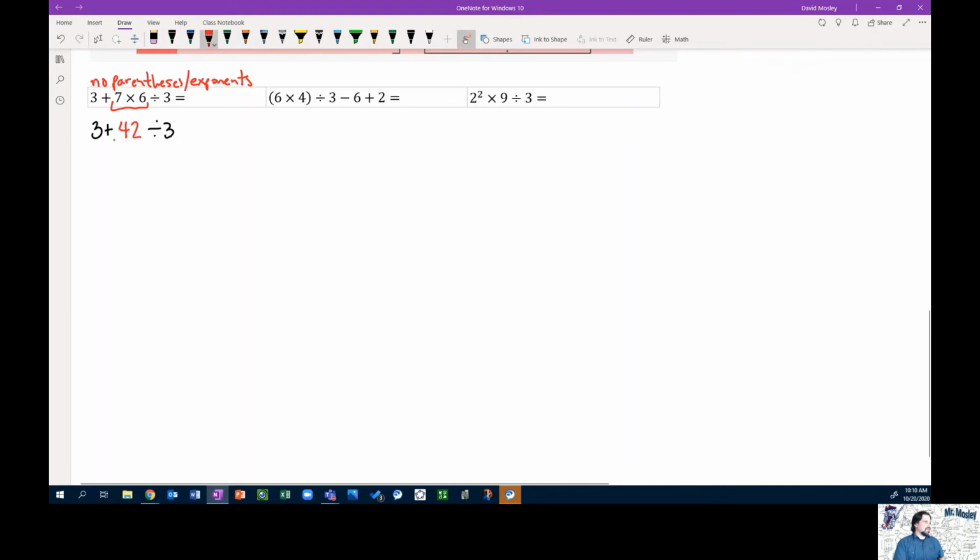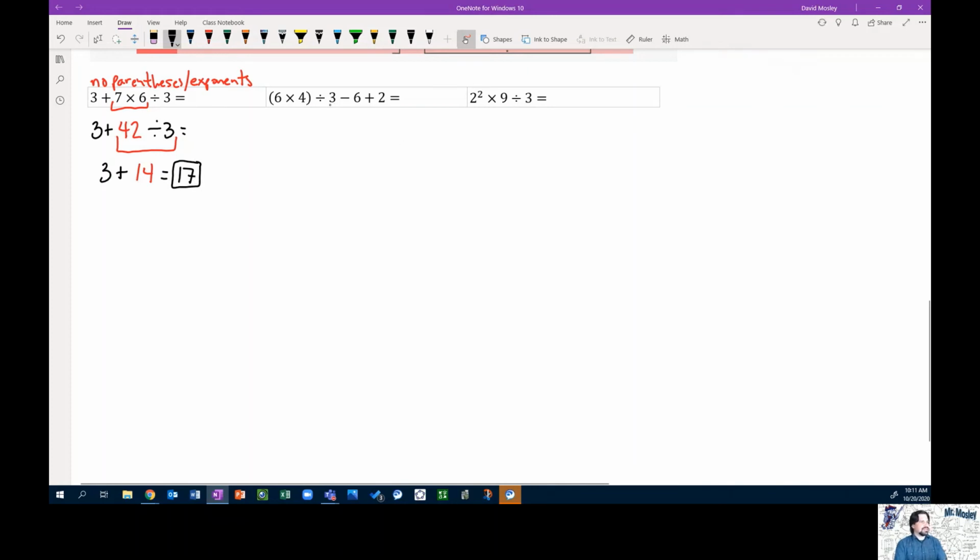The next operation will be division. 42 divided by 3, which I believe will be 14. Double check on the calculator. Yep, 14. So then we'll have 3 plus 14, and 3 plus 14 equals 17. And we're done.